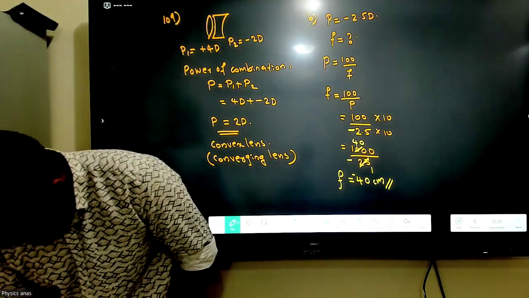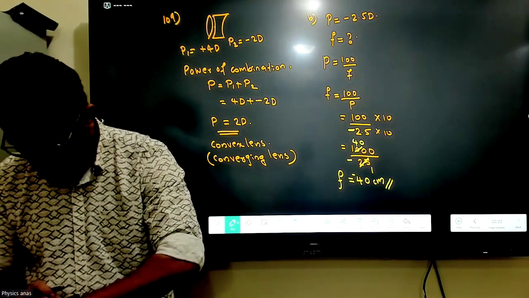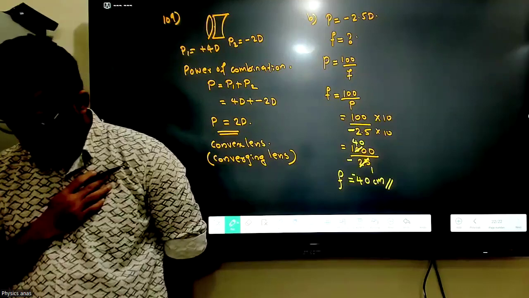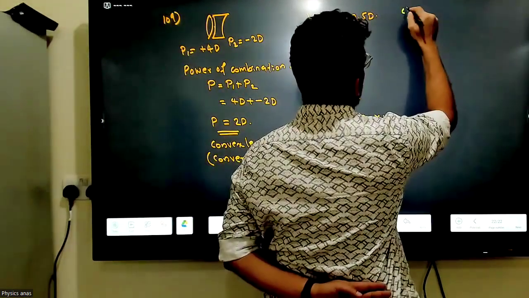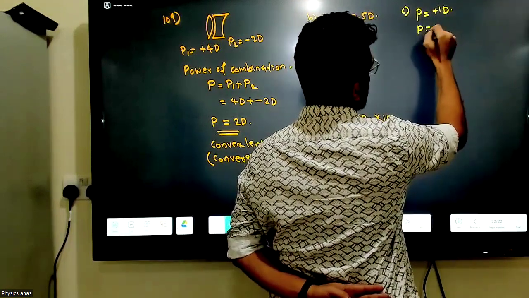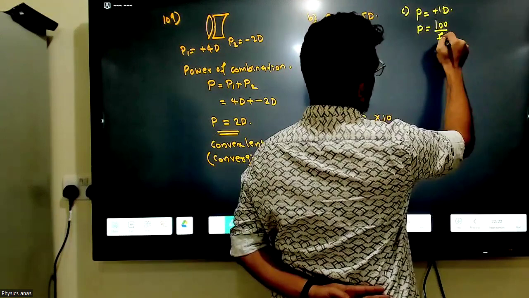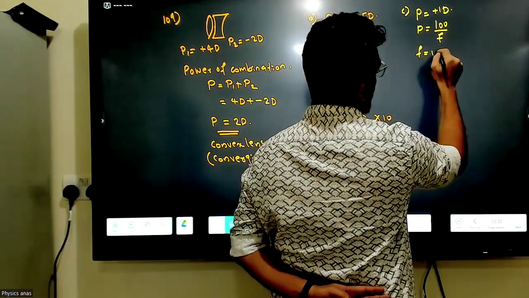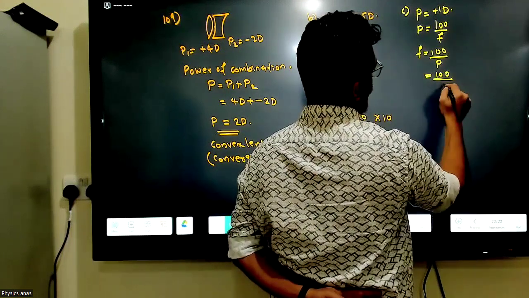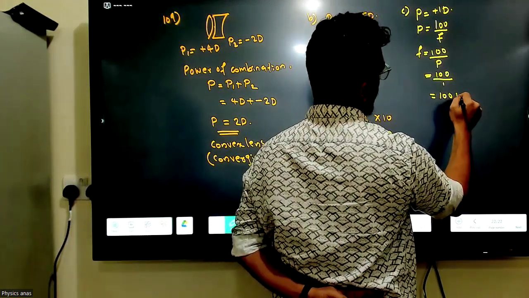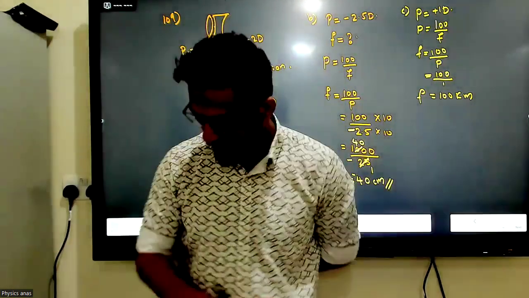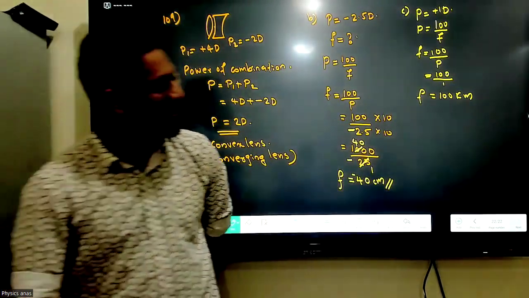Then the next one: draw a ray diagram to show the nature and position of the image formed by a convex lens of power 1 diopter. What if the power is 1 diopter? P is equal to 100 divided by F, then F is equal to 100 divided by P. What is 100 divided by P? That's 1, that means 100 centimeter. No, that's 0.1. Oh yeah, that's 0.1.